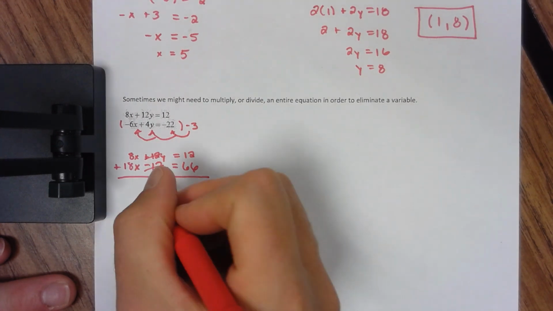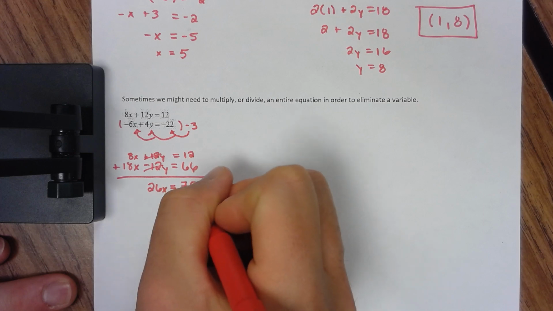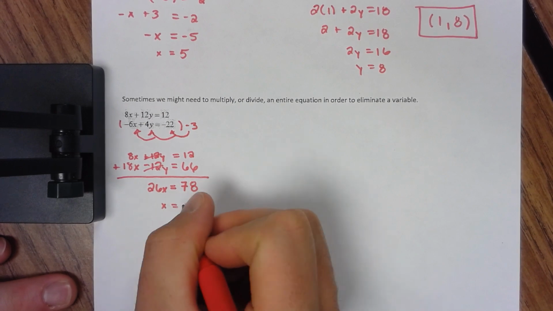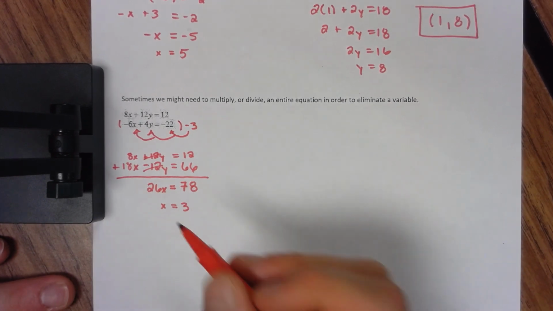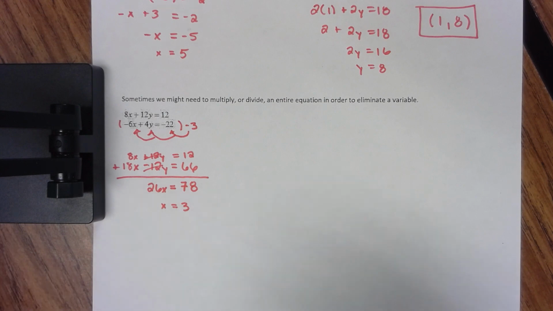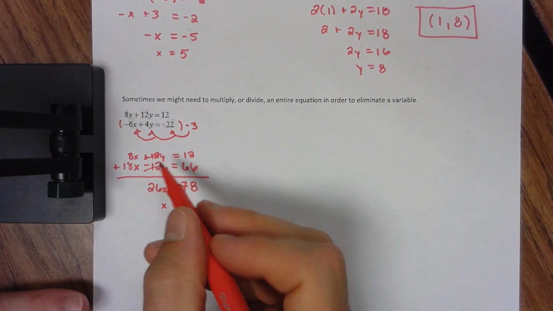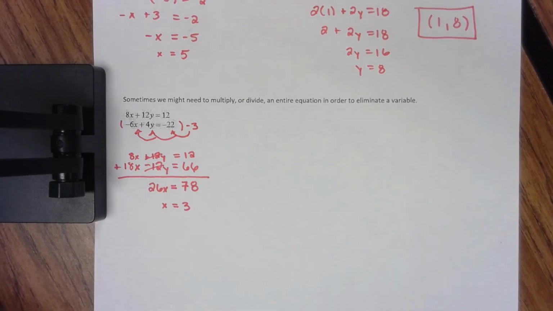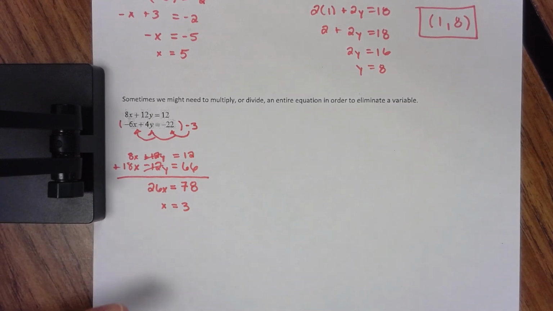Then 8 and 18 is 26x, and it equals 78. So x equals, after dividing by 26, 3. Just like all the others, once we have a value for one of our variables, we can solve for the other by substituting this back into any of the equations we have on our paper. It could be the new equation that we multiplied by -3, or either of the originals. It does not matter because we're finding the point of intersection, so the y-coordinate will always be the same.